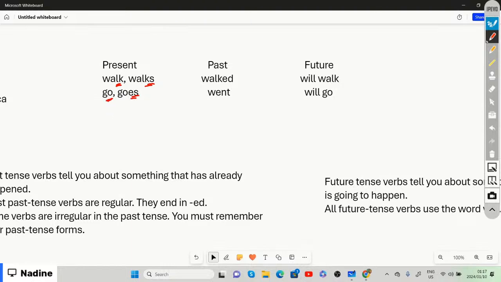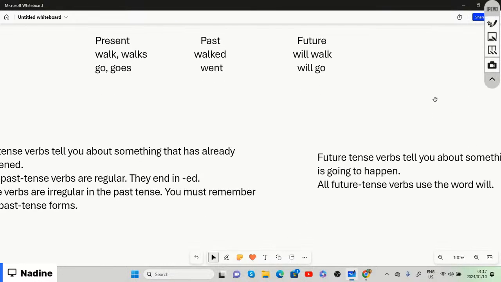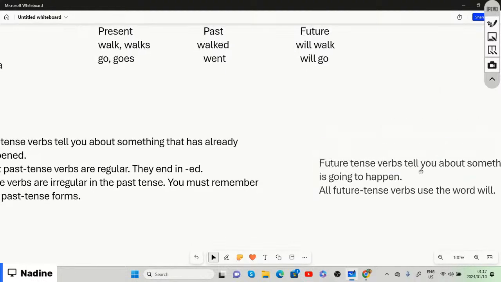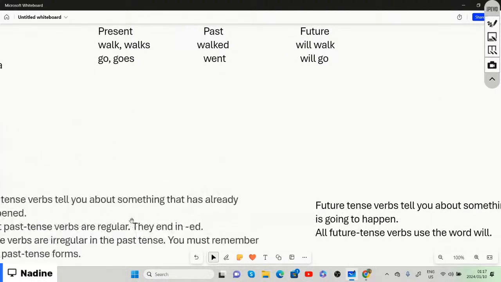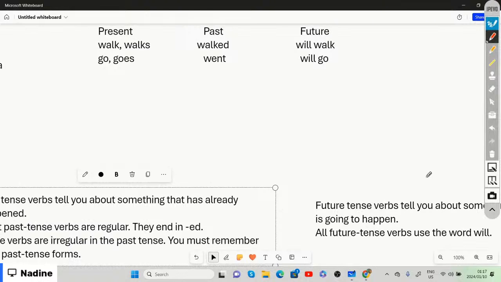So, for example, if we make a sentence, let's do this. All right. Now we're going to try and make a sentence using all of these words. We're either going to use the present tense, which is walk or walks, walked in the past tense, and the future tense will be will walk.